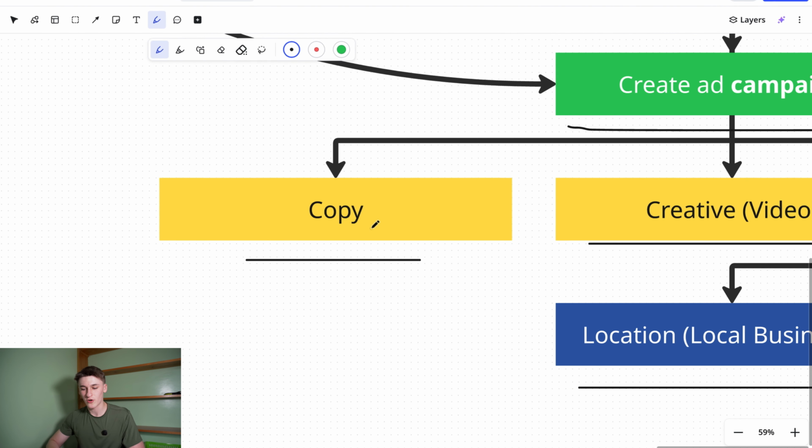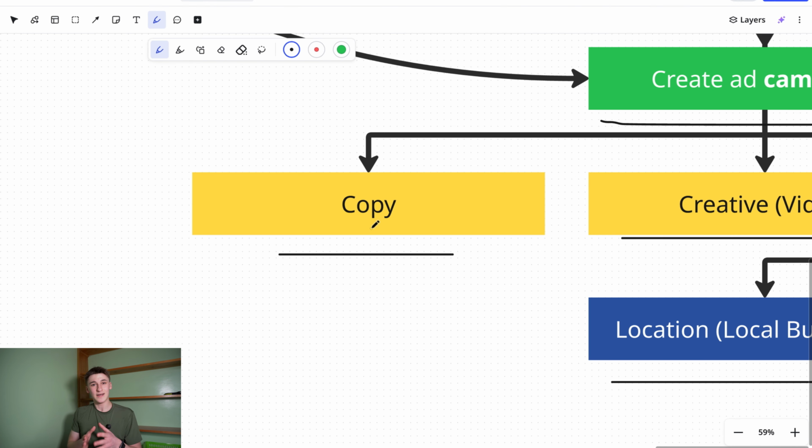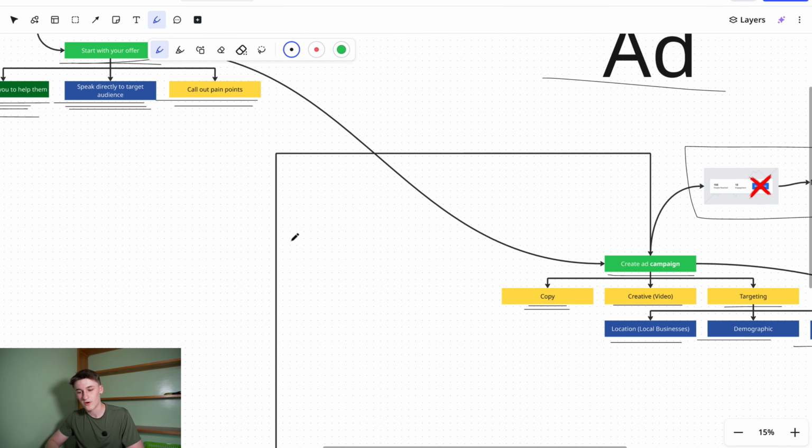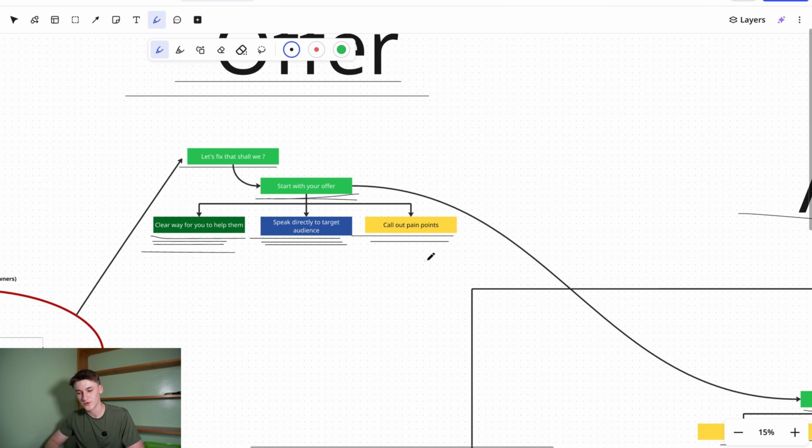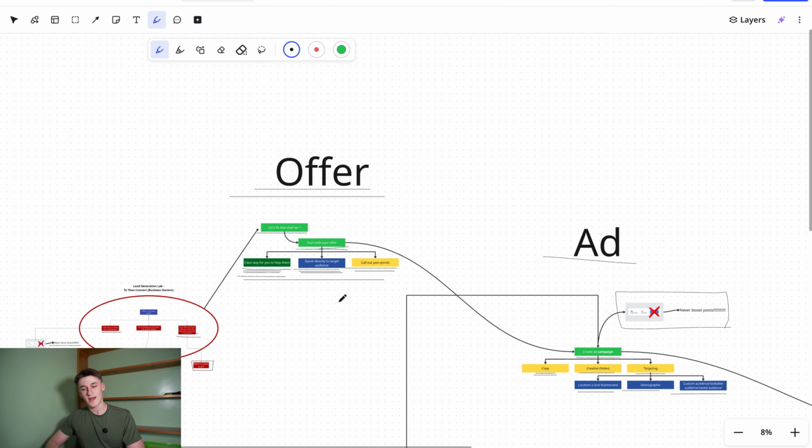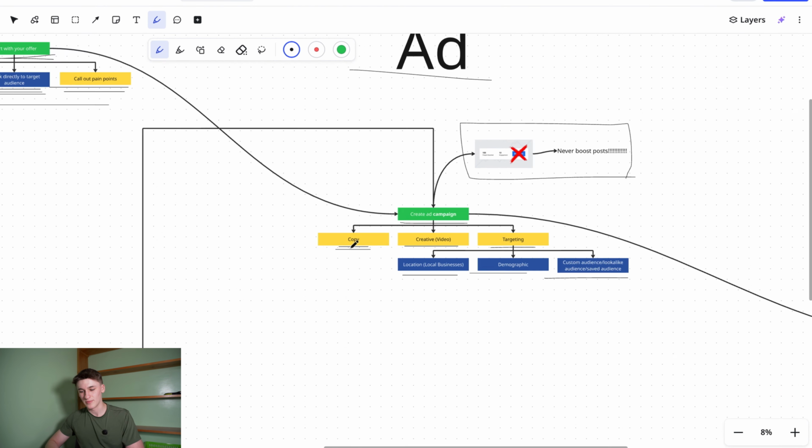So we've got your copy. So your copy should be mainly about your offer and how it can help people. If you already have testimonials, that's absolutely great. You can include that in there too. And that is exactly what the copy involves. So it's everything to do with your offer, how you're going to call out these pain points, you're going to speak to your direct audience, everything like that. And so that's the copy.